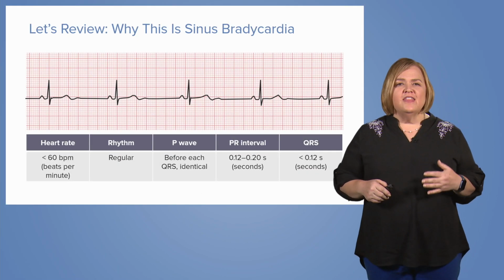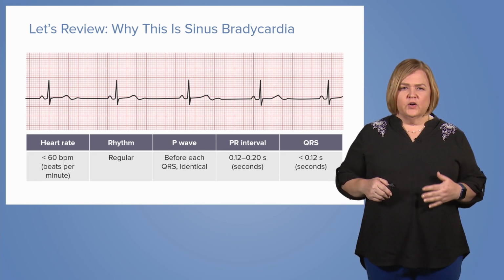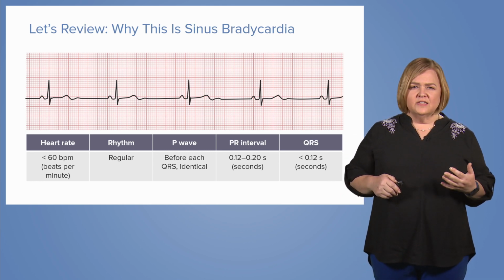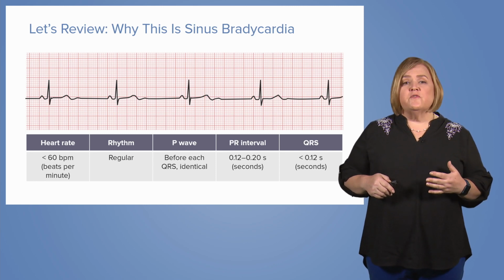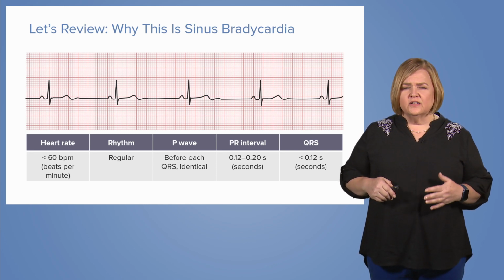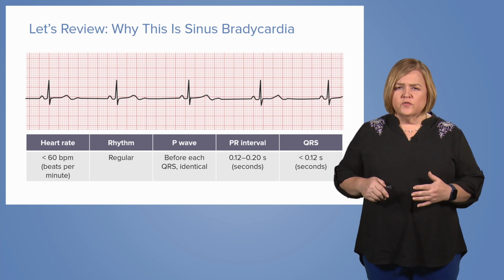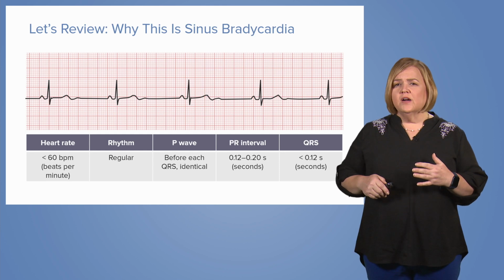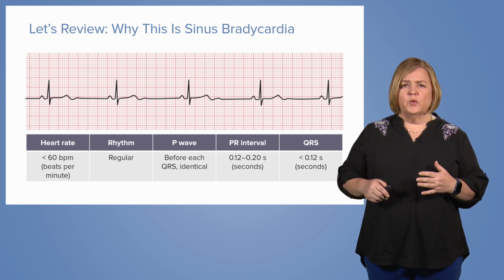So let's wrap up this section on sinus bradycardia. The heart rate will be less than 60. The rhythm will be regular. The P wave will be for each QRS and be identical. Now the PR interval will be 0.12 to 0.20, and the QRS will be less than 0.12.